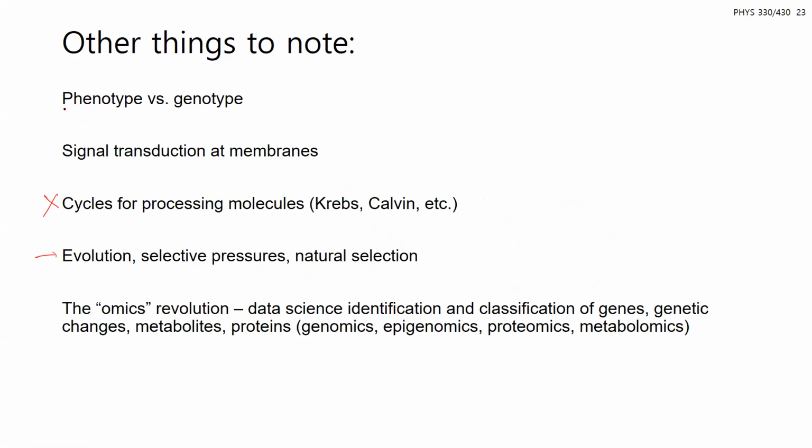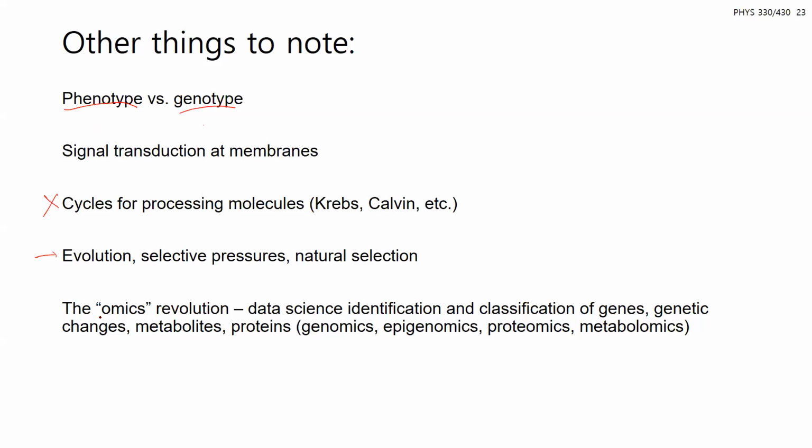noting that phenotype, the physical expression within an organism, may be different than the types of genes. That's the difference between different cell types. They all have the same types of genes, but they have different expression of those genes, different distributions of proteins that lead to different cell types.